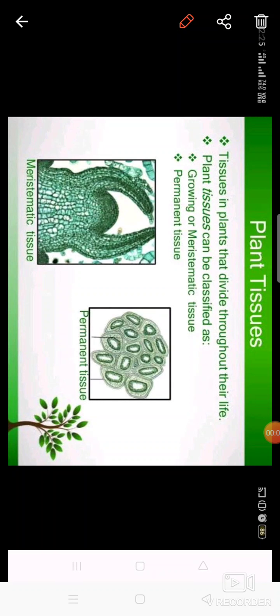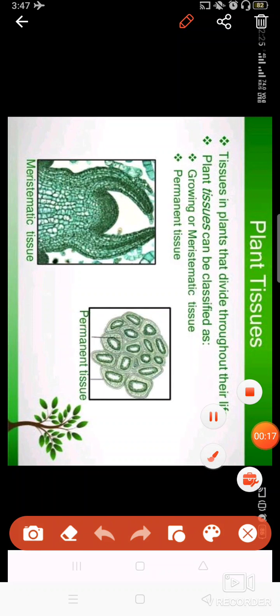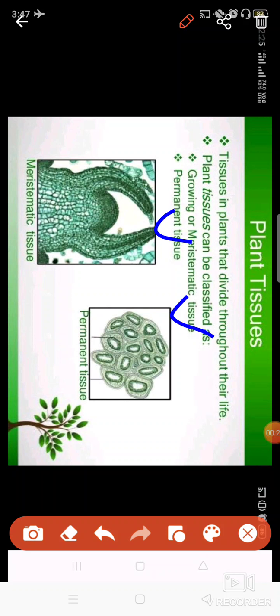First of all, I decided to start with the plant tissues. I told you that plant tissues are of two types: the meristematic tissues and the permanent tissues. Meristematic tissues are the ones present in the growing areas, and these have the ability to divide continuously throughout life.